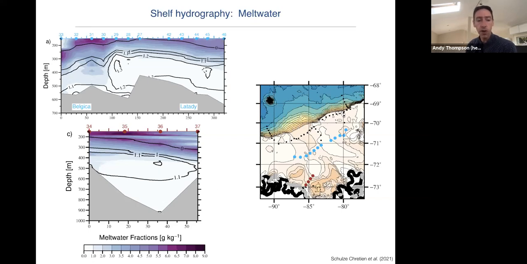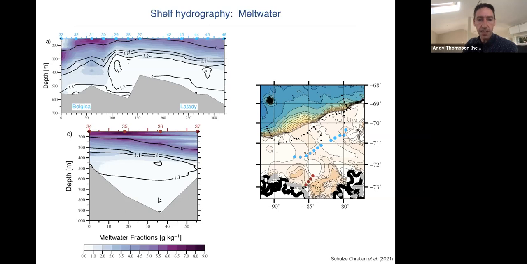And to support that argument, what I'm showing here are two sections from which we've calculated meltwater concentrations. I'm showing one here that is across, again, the Belgica and Leyte troughs, but I'm also showing a new section here that is very close to the Venable Ice Shelf. And so let me start with this one here in the southern part of the Bellingshausen Sea.